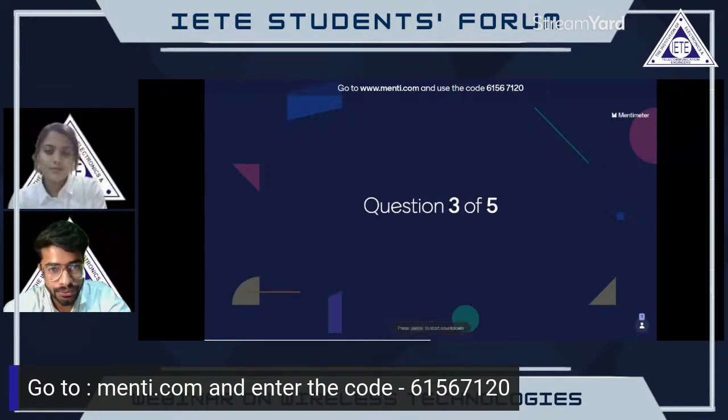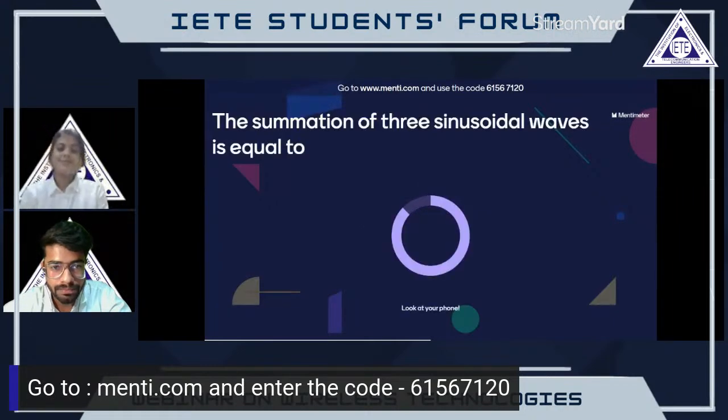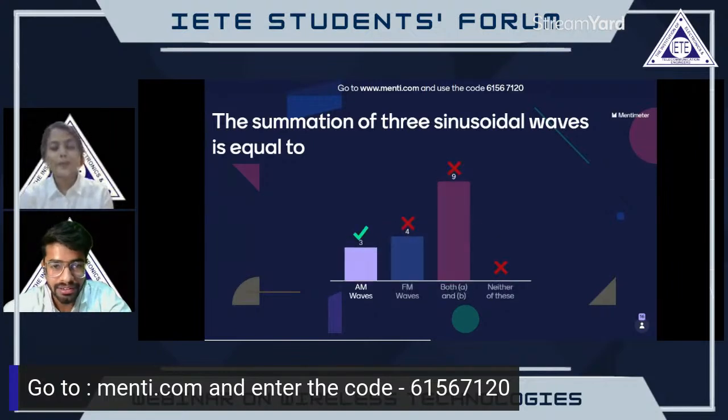Shall we begin with the third question? The third question is on your screen right now. The question says: the summation of three sinusoidal waves is equal to what? We again have four options. Let's see how many of you can make it right. 5 seconds left. Choose quickly and wisely. Time's up. The correct option is option A, and only three of you made it right.